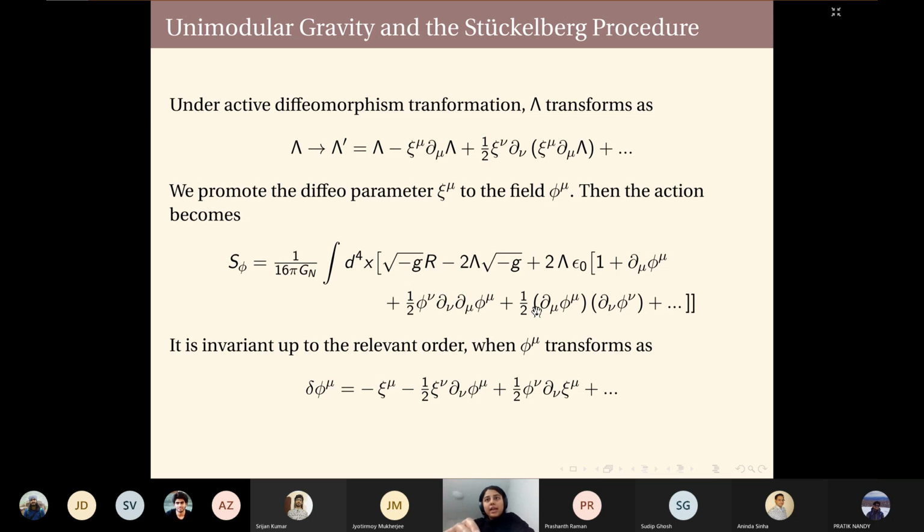And now in this action, if we do diffeomorphisms, then lambda will still transform like this. But now since phi is a field, it will also transform under diffeomorphisms. Its transformation is such that all of those extra terms coming from the transformation of lambda get canceled by the extra new terms coming from the transformation of phi. So this way, the action becomes invariant under diffeomorphisms.